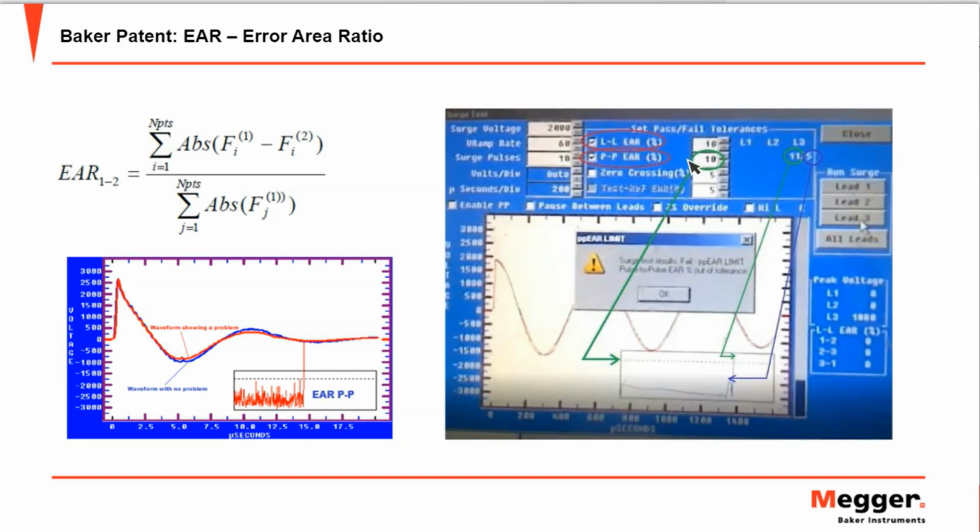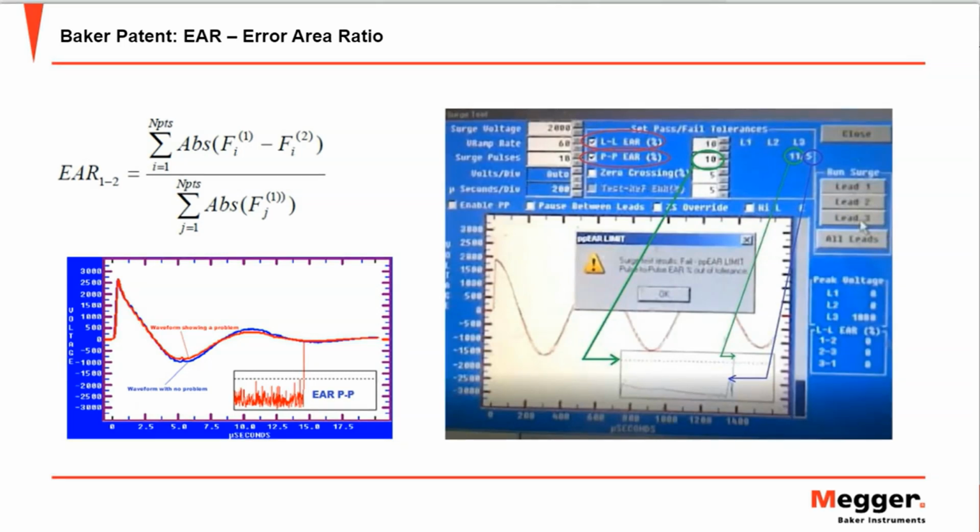So pulse to pulse, in other words, we are saying EAR pulse to pulse belongs to each individual lead of the motor. So in that way, we will have pulse to pulse for lead number one of the motor, pulse to pulse for lead number two of the motor, and pulse to pulse for lead number three of the motor. So we are not comparing waveforms. We are looking only at one lead during the time the voltage was increased.